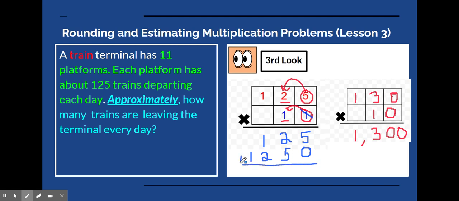Then we're going to add. 5 plus 0 is 5. 5 plus 2 is 7. 2 plus 1 is 3. And then 1. So our exact product is 1,375, which is really close to 1,300.